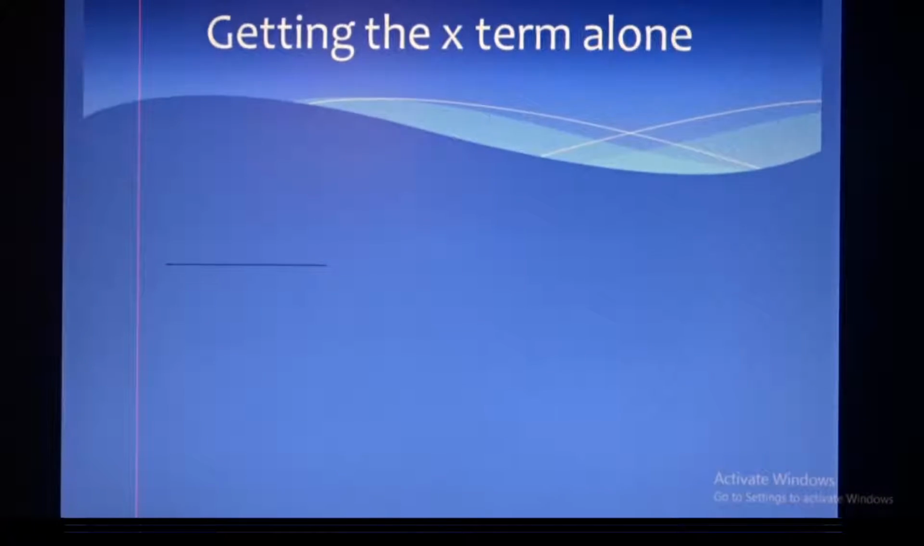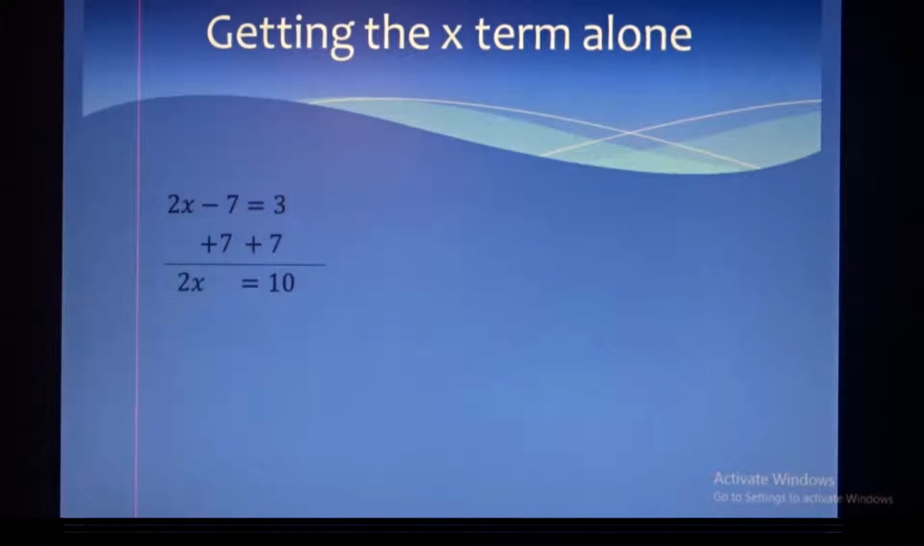Getting the x term alone. The first thing we need to do when we see an equation is to get the x term alone. In this case, we need to get the 2x by itself. So we have to get rid of the minus 7. Well, to undo a subtraction, we have to use addition. And so we're going to add 7 to both sides. That leaves us 2x is equal to 10.